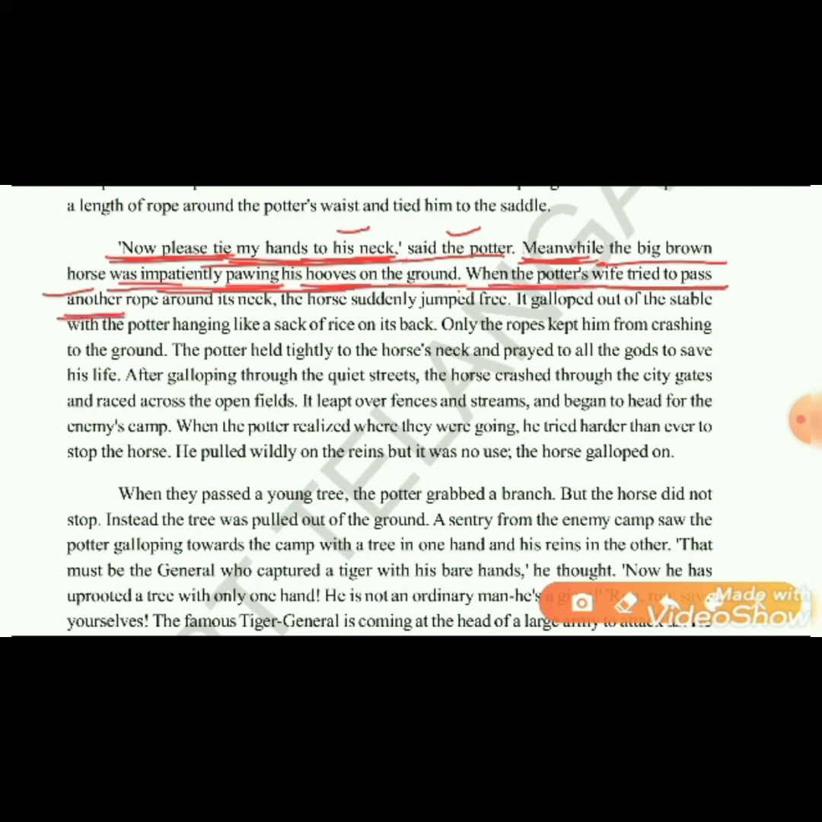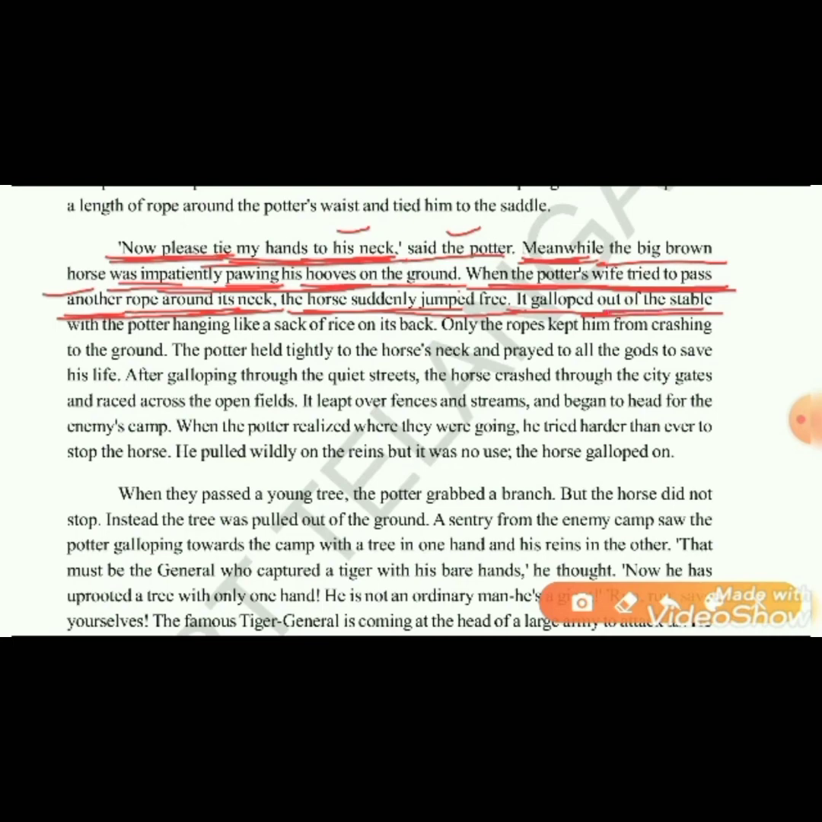Galloped out of the stable with the potter hanging like a sack of rice on its back. As if something is hanging like that. The potter was hanging on the body of the horse, but did the body have any kind of feeling? No, he started galloping. How was the scene? As if a rice bag was hanging on the body of the horse. The brave potter was hanging on the body of the horse.